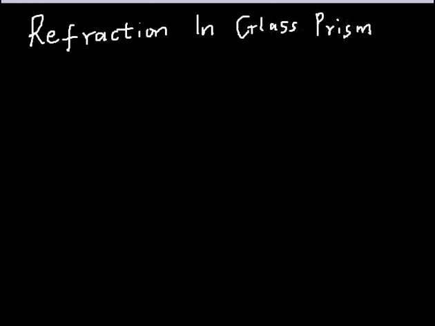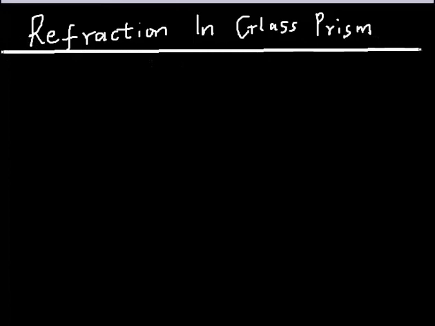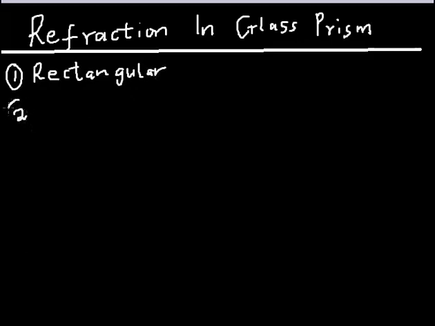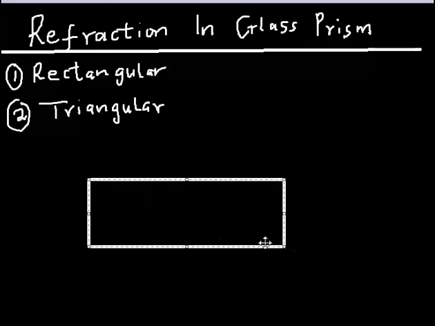There are two types of glass prism we are going to look at: the rectangular block, the rectangular glass prism, and of course the triangular glass prism. Let's start with the rectangular glass prism. It's simply a thick glass that deviates rays of light as they pass through it.